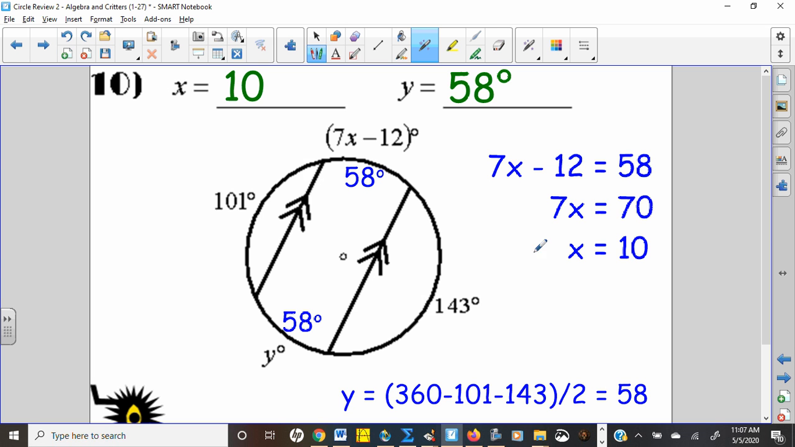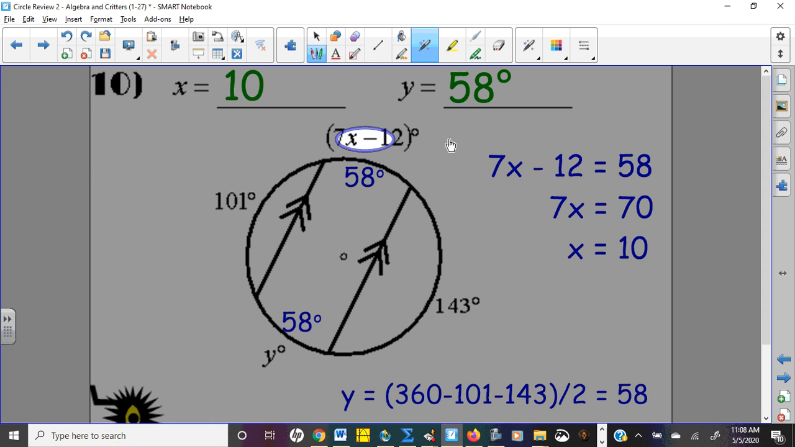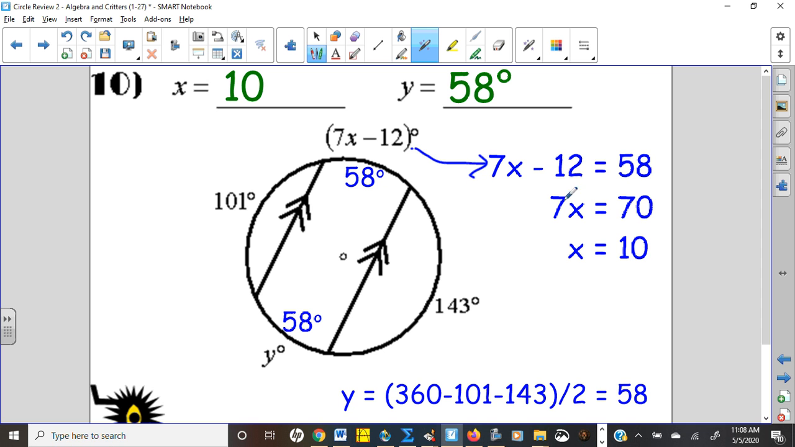Number 10, parallel chords intercept congruent segments. So after I subtract the 2 known arcs from 360, I know that the remaining 2 arcs have to be congruent. So that's what I did here. I subtracted and divided by 2 to get 58. And then I can just set 7y minus 12 equal to 58 to solve for y.